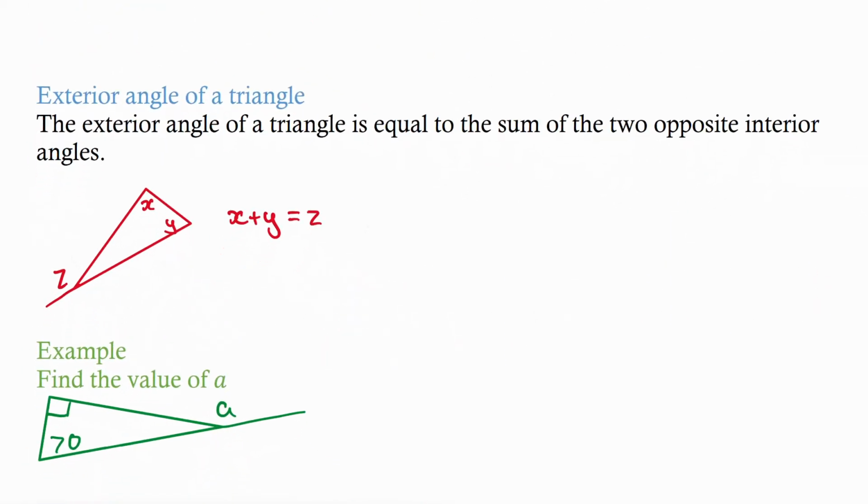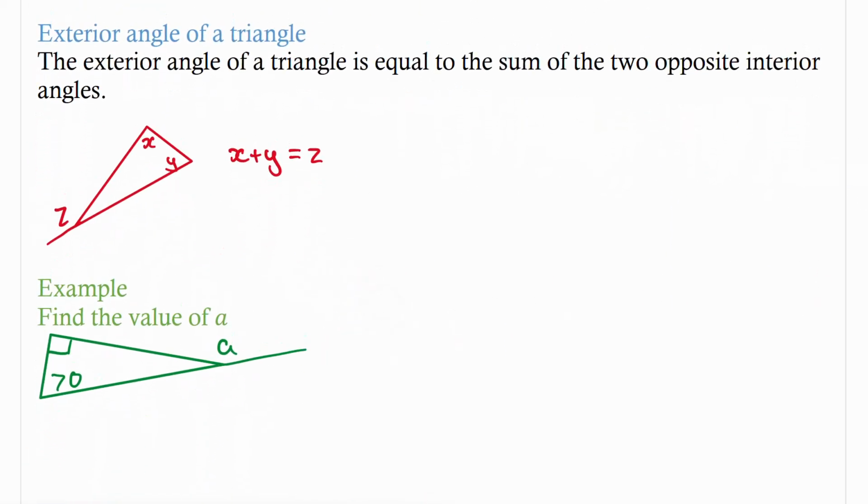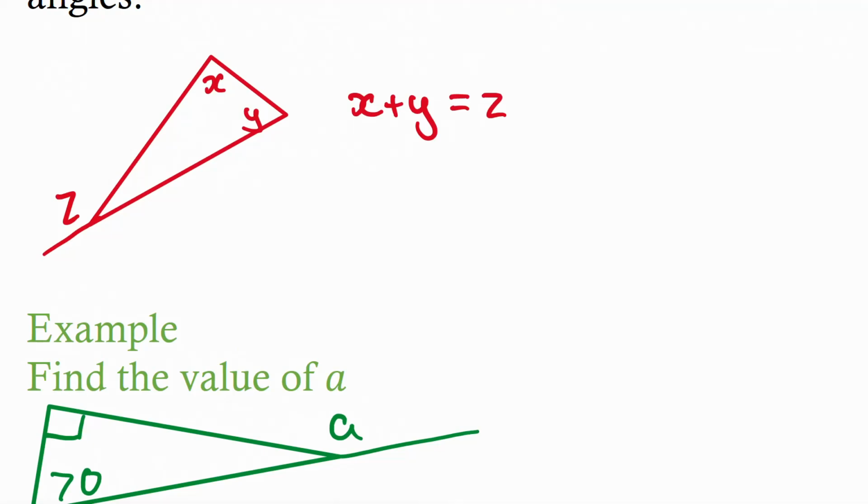Alright, next one. Exterior angle of a triangle. So there is a pattern to the exterior angles of a triangle. Now these are equal to the sum, so the addition, of the two opposite interior angles. So if we're looking at this diagram here, my Z over here, that's my exterior angle. Okay? And then over here, these are my interior angles, because they're inside. Right, so knowing this, Z is going to be the same as adding X and Y.